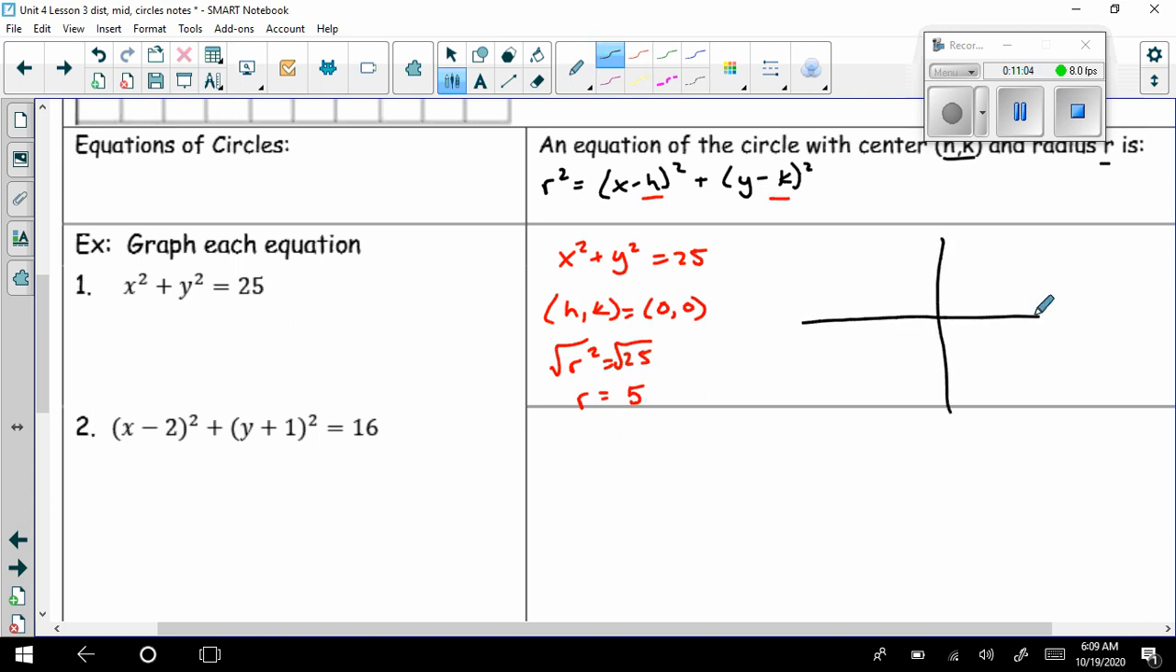When I go to graph that, and you're just going to do a really generic sketch here. My center again is at 0, 0. Because my radius is at 5, remember this is a distance from the center.